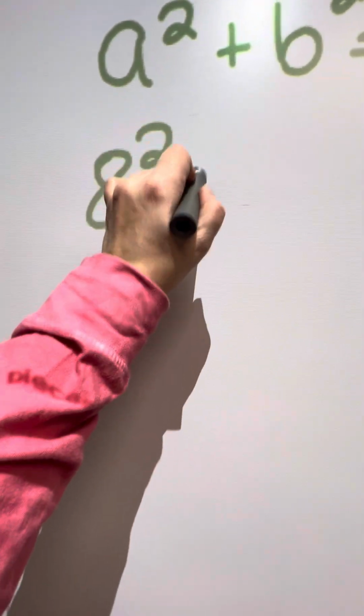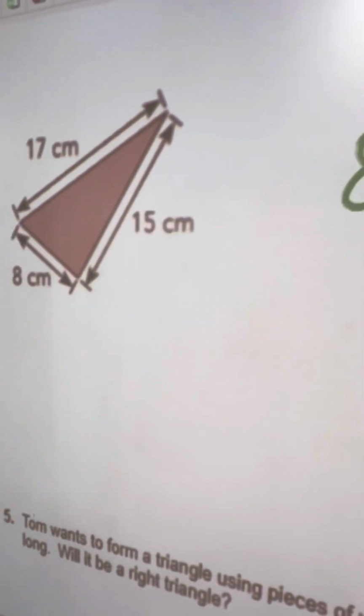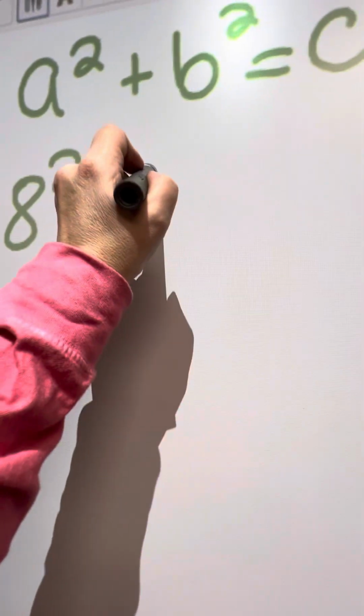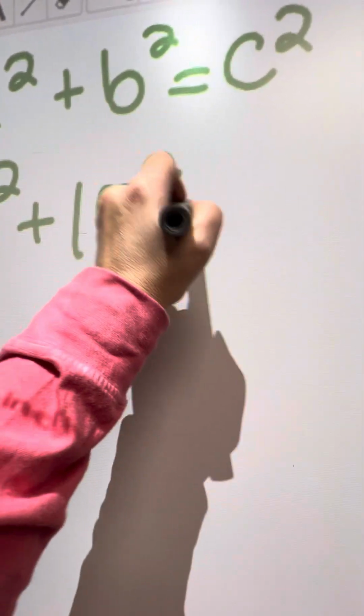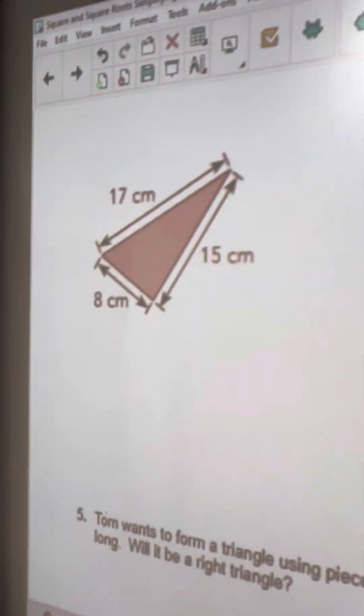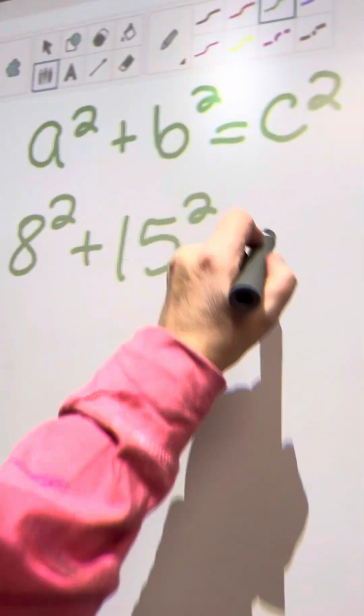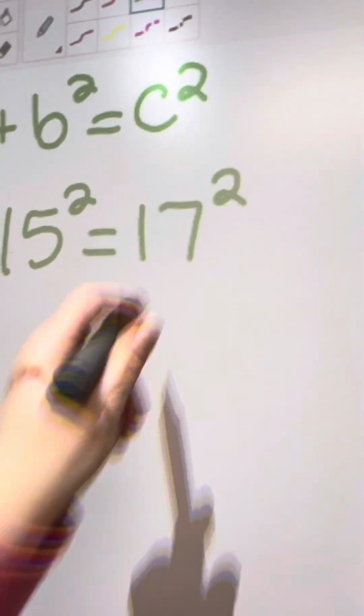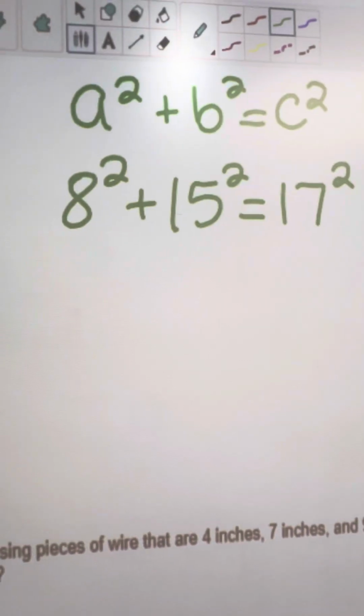So we're going to square 8. We're going to add our second smallest side, which is 15. That's our b. And then our c squared is always our longest side squared, which in this case is 17. So we're going to go ahead and figure out what that is.